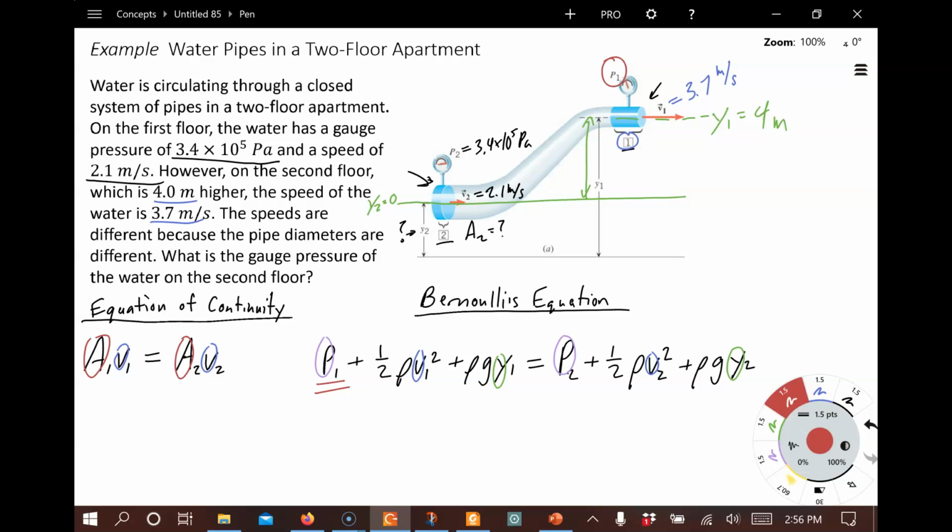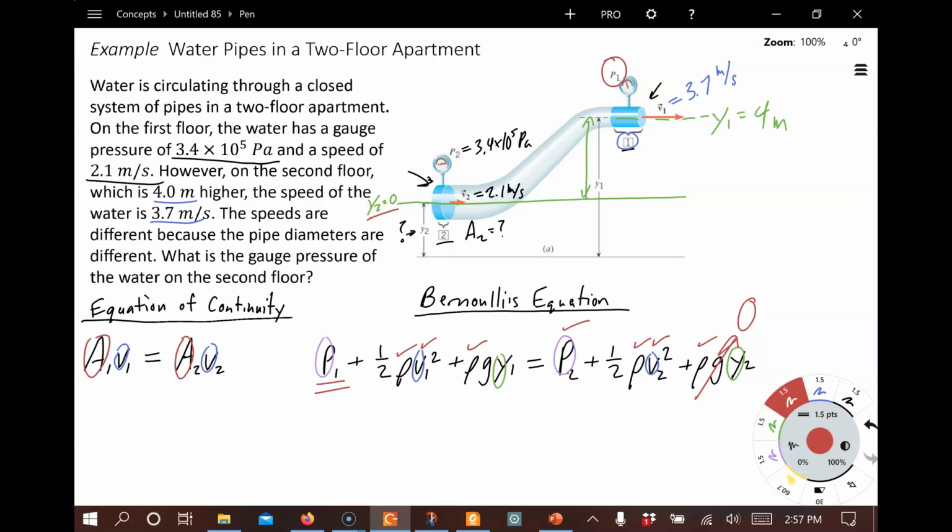So it looks like we can definitely use Bernoulli's equation because we're dealing with water. So we know what the water density is, density of the fluid rho, 1,000 kilograms per meter cubed. We know that y2 here is equal to 0, so this whole term is going to be gone. We know both the speeds, so those are known. And we also know what the pressure 2 is.